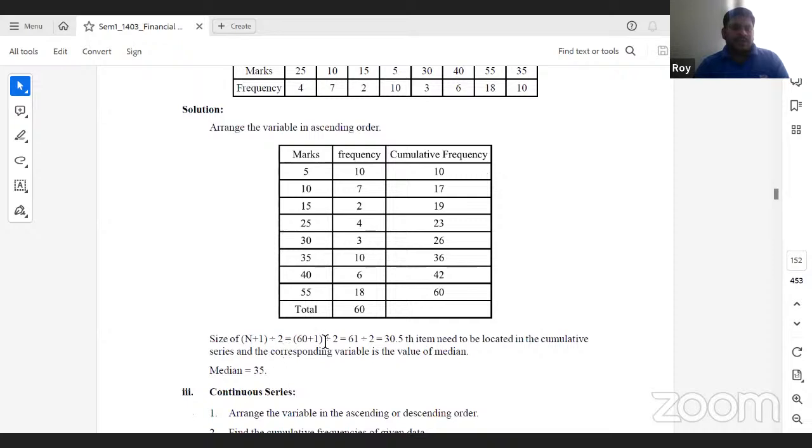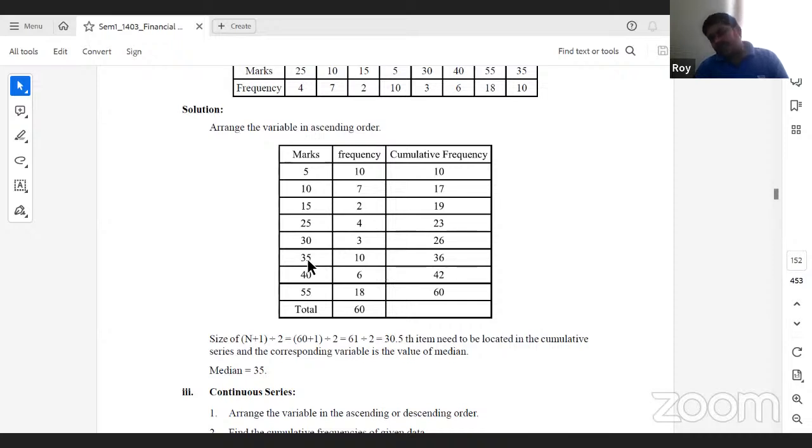Now n plus 1 divided by 2. What is n here? The frequency, 60. Plus 1 divided by 2, 61 divided by 2, the 30.5 item needs to be located in the cumulative series. And here, where does the 30.5 come? Here, see this? 30.5 is near to the 36. And the marks is 35.